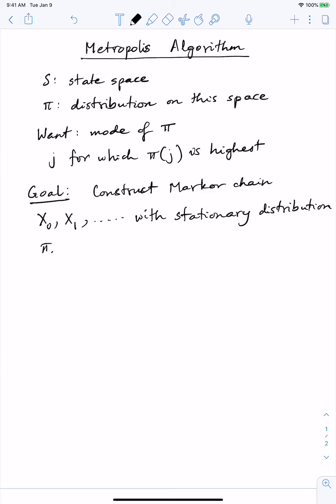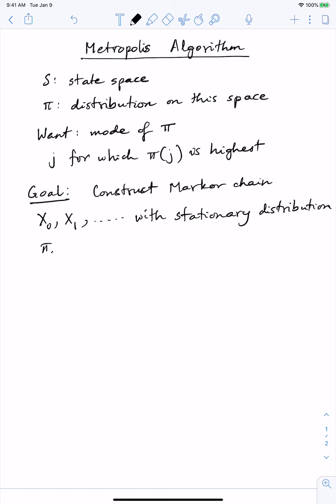Here's the algorithm. Though it's quite general, it will help to fix your mind on the example that we are working on. So S is the state space. In our example, that's a set of all decoders, so it's a set of all permutations of the alphabet. Pi is a distribution on this space. In our example, that is the distribution of scores, normalized scores.